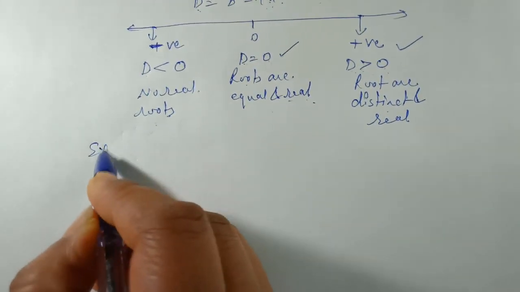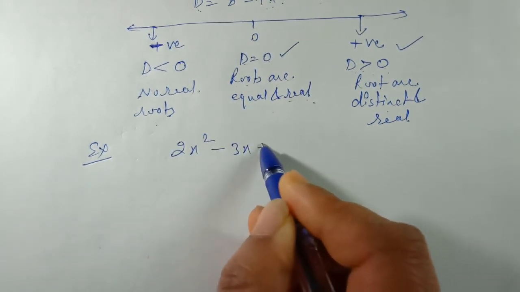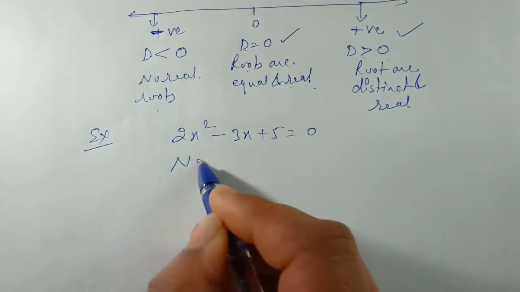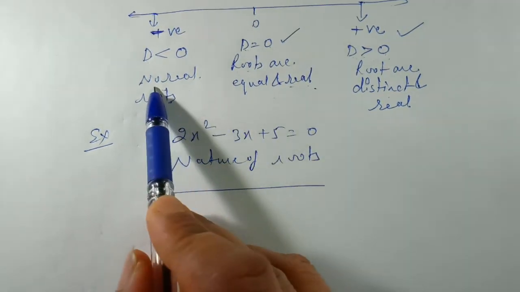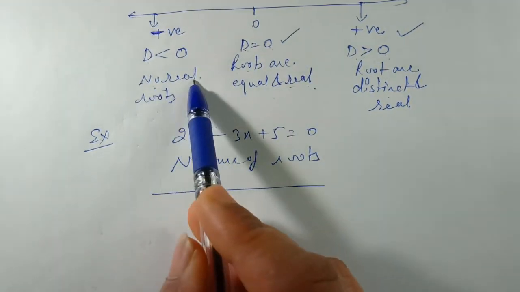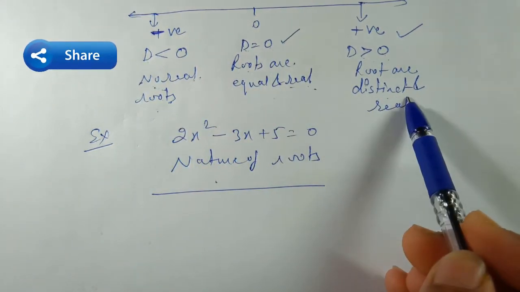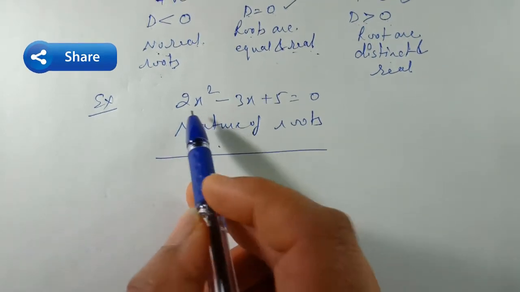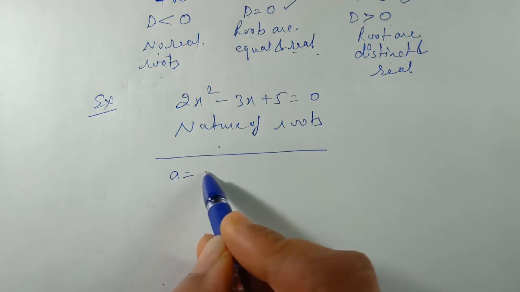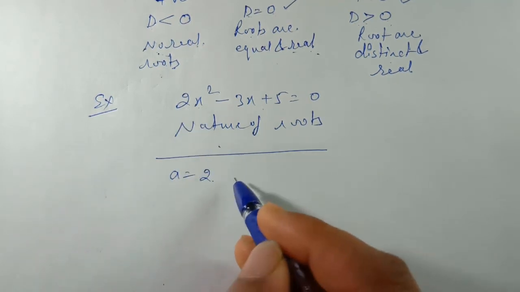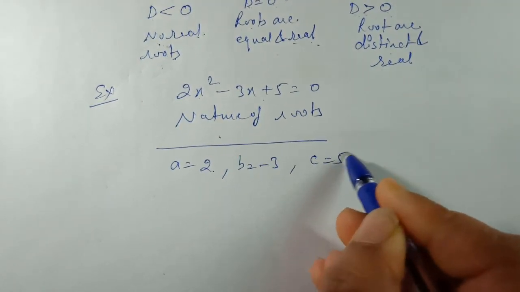So let us take an example. Let we have 2x square minus 3x plus 5 equal to 0. Here we have to find the nature of roots, meaning what type of roots are there. Either there is no real root, or the roots are equal, or the roots are distinct, meaning different. So let us check. First we compare it with the general form. We get a equal to 2, the coefficient of x square, b equal to minus 3, and c equal to 5.